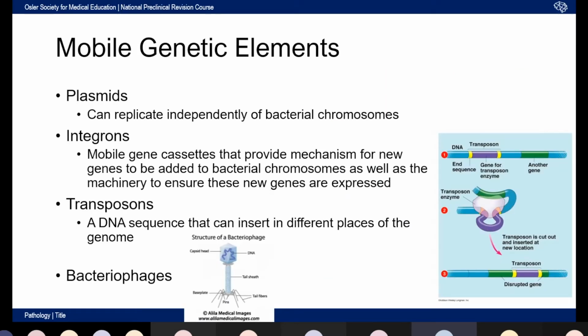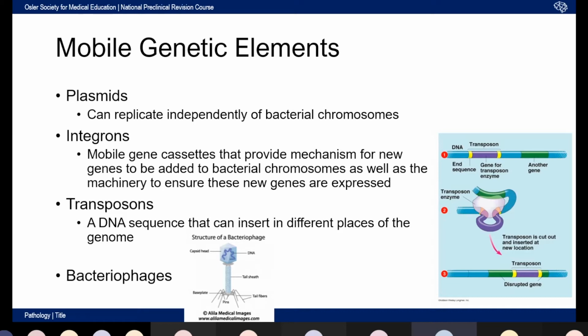So some more of those elements. Plasmids can replicate independently of bacterial chromosomes, and they can carry resistance genes and be transferred between cells, either of the same or different species, by conjugation. And the plasmids can be large, encoding the DNA required for the conjugation, or they can be smaller and not encode this information.